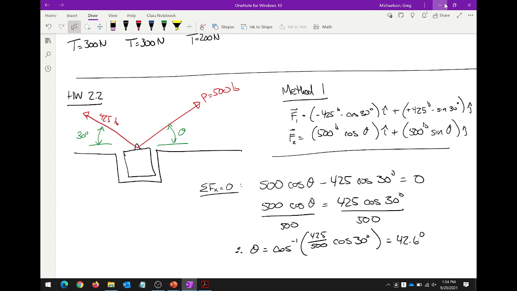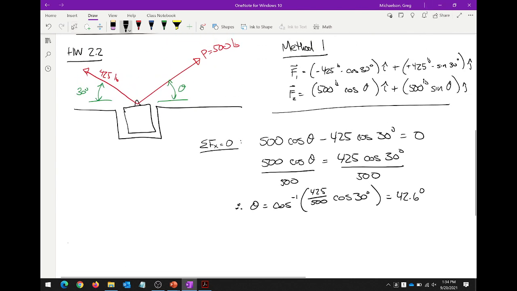Now, the problem stated that the resultant needs to be vertical. If the resultant is vertical, then the sum of the forces in the x direction equals 0. That doesn't mean that the sum of the forces in the y direction equals 0, because this isn't a problem where we're trying to maintain equilibrium. We're just trying to figure out what the resultant is. So for the resultant, we can say it is just the sum of the forces in the y direction, which is 500 sine theta plus 425 sine 30 degrees. The thing is, we now know what theta is. Theta is 42.6 degrees.